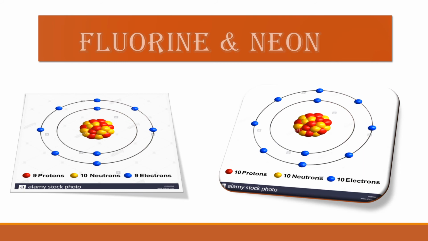And here the last structure of neon. You know, helium and neon are the inert gases. See, 10 protons. 1, 2, 3, 4, 5, 6, 7, 8, 9, 10. 10 neutrons. 1, 2, 3, 4, 5, 6, 7, 8, 9, 10. And 10 electrons are present. 1, 2, 3, 4, 5, 6, 7, 8, 9, 10.